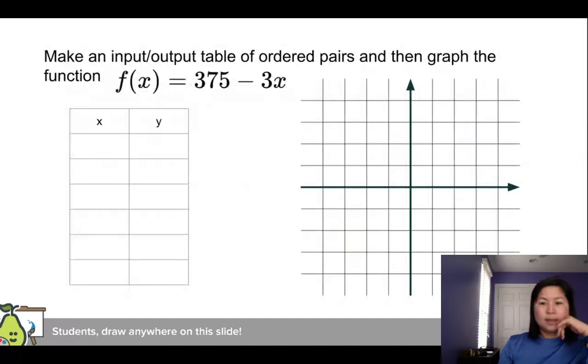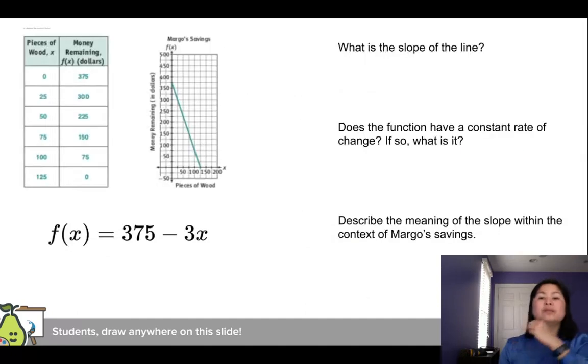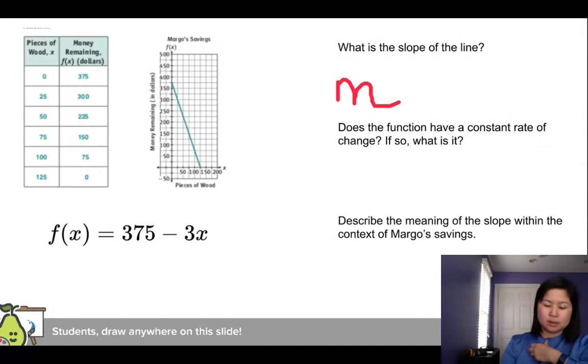Like I said, we're going to skip the graph. We're not going to do it, but we're going to focus on when we have a table or a graph, we can identify the slope of the line, and then we look at the rate, and then we talk about the meaning of the slope. What is the slope of the line? I'm not going to look at the table or the graph. The easiest way is to look at the function. So go ahead and tell me what is the slope of this line.